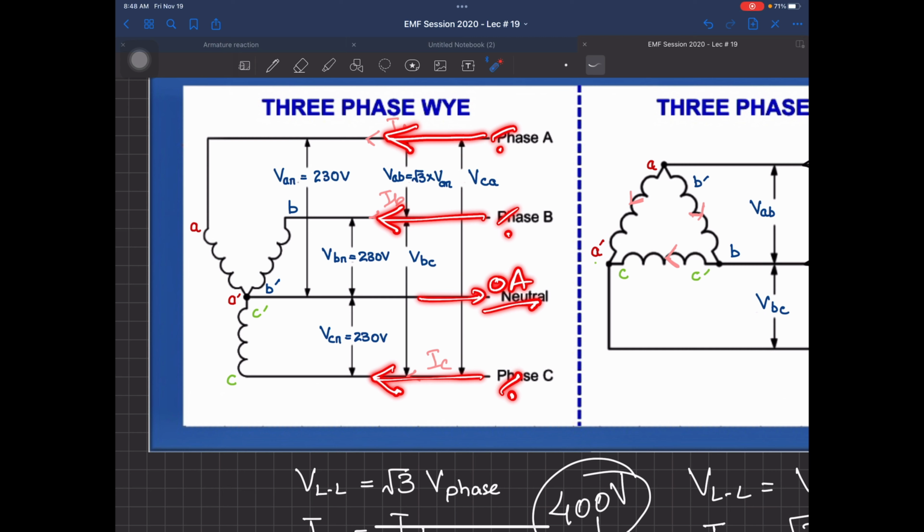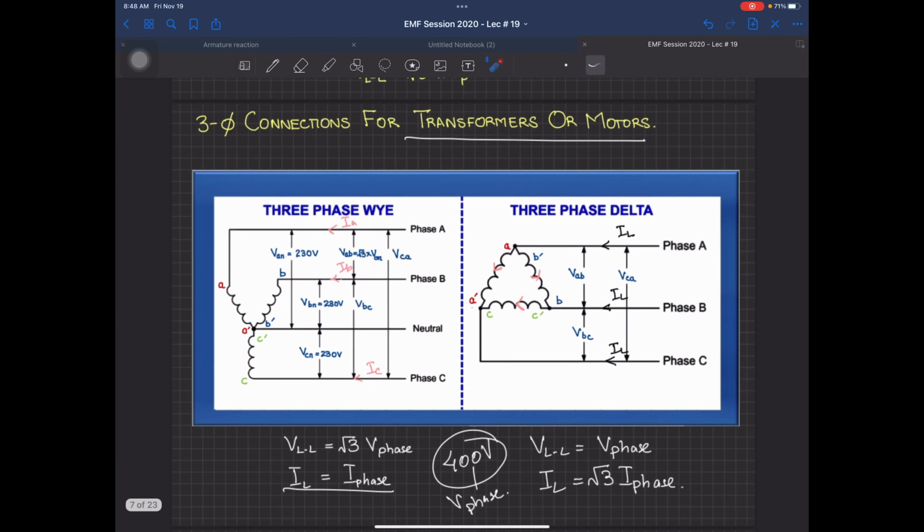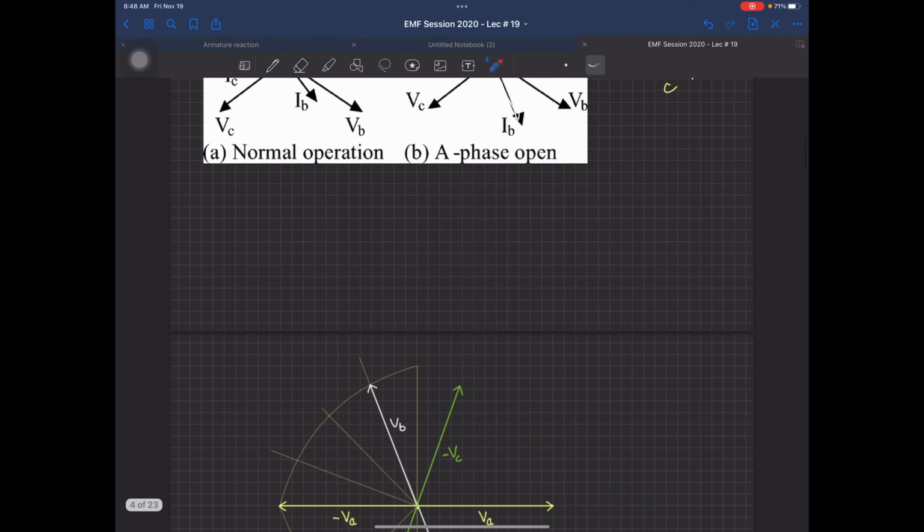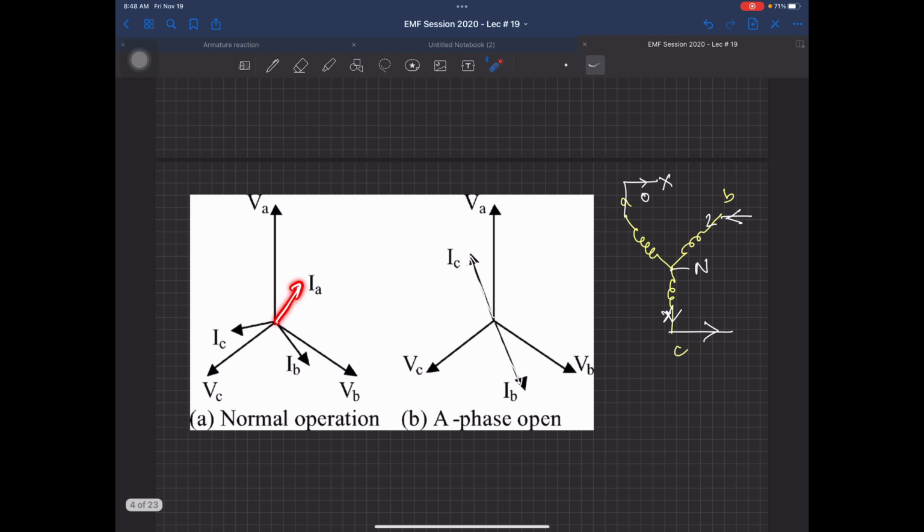Their magnitude will be same because R and L, they both are same. I'm again repeating. If you have a balanced load, IA, IB and IC, their magnitudes will be same, as shown over here in this diagram. This magnitude, this magnitude, this magnitude, all three are same. The orientation is different. So what is happening practically, the sum of these all three is equal to 0. That's why neutral current is 0.